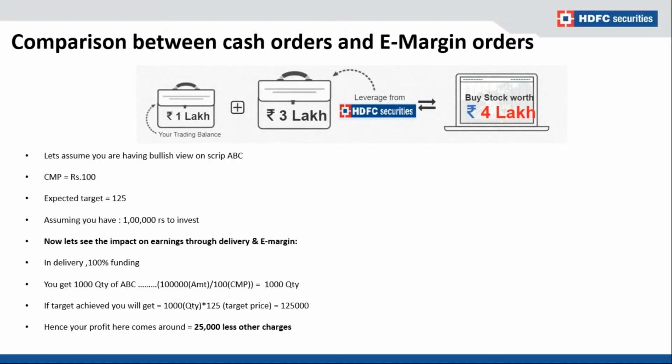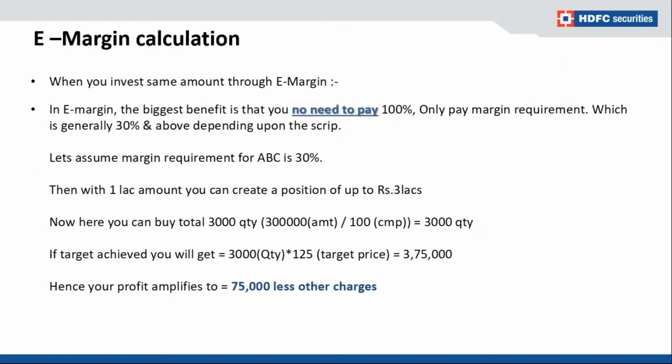But if the market reaches 125, whatever target you have put, your profit is coming around 25,000, less other charges and all, right? So I will assume that you have gained 25,000 rupees through the cash product. But this is the cash, now we will compare with the e-margin. So when you take the position in e-margin, what does the e-margin calculation say?